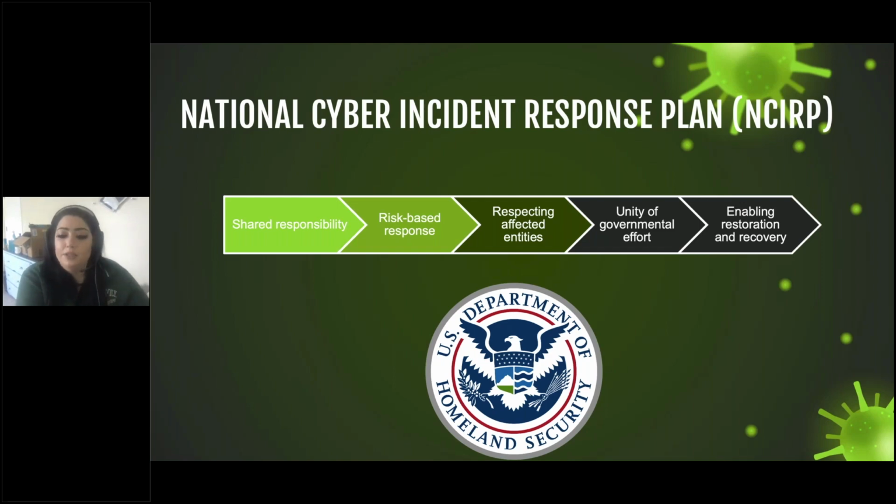The plan has 5 guiding principles. They should sound pretty familiar, especially compared to the pandemic plan. They are shared responsibility, risk-based response, respecting affected entities, unity of governmental effort, and enabling restoration and recovery.